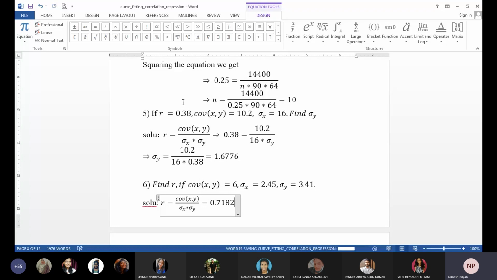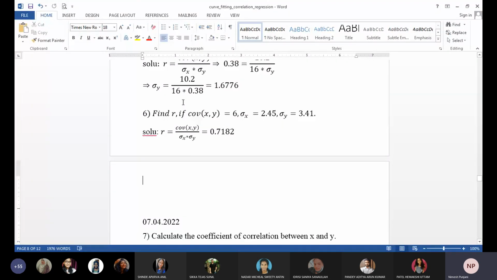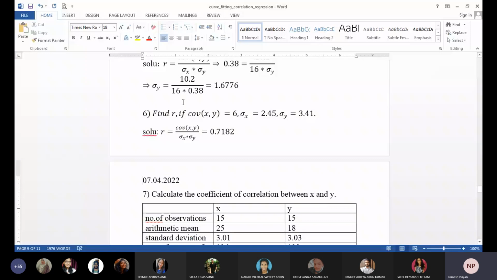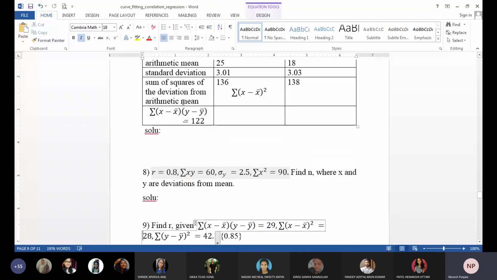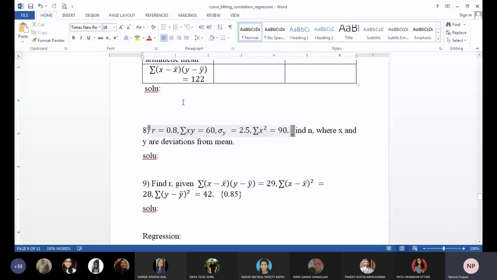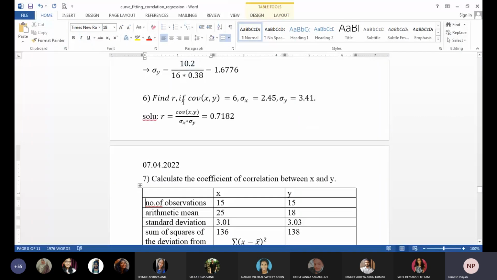Okay, we'll wait for 3 more confirmations. There's no need for confirmation here, basically it's quite straightforward. Yes, sir, 0.7182. Since students have given the answer for sum number 5, there is nothing more for sum 6. Yes sir, that's it. R is 0.8, summation XY. Okay, so I hope till this it's clear.